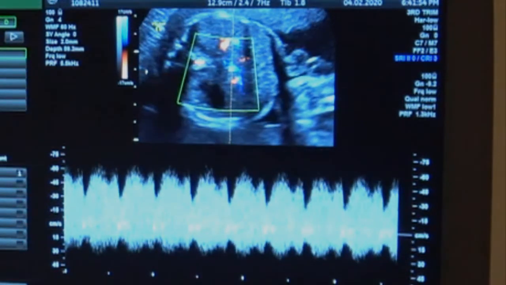I'm picking up the A wave, which is where it dips right down. This one's the A wave. As long as that is positive, above the baseline, that's all you've really got to look for. Babies with Down syndrome often have an abnormal A wave. It's more absent, it drops right down to the baseline.